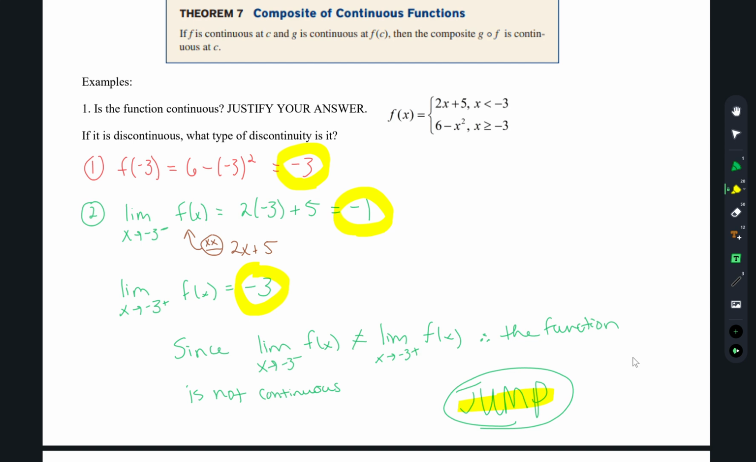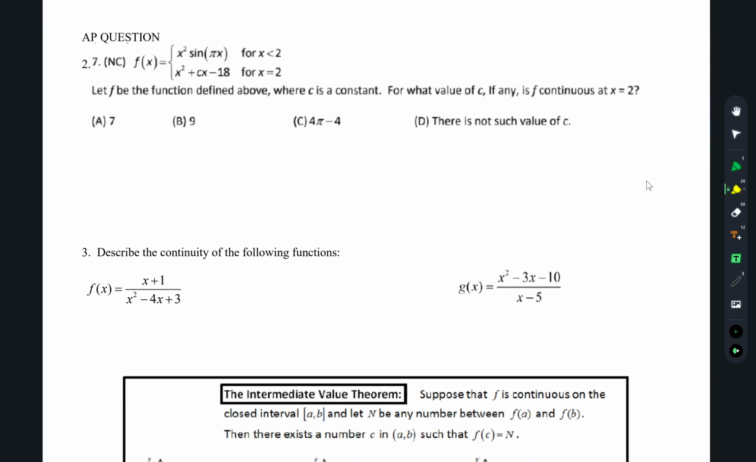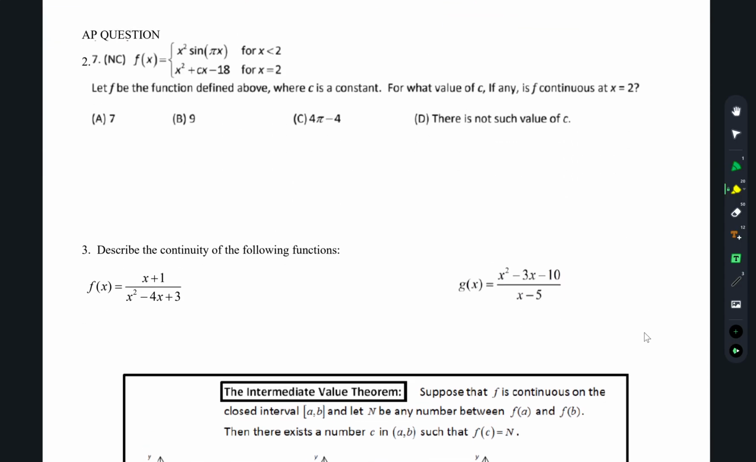Okay. Another type of question is a multiple choice, obviously, no calculator. We have a function where c is a constant. For what value of c, if any, is f continuous at x equals 2? Even without reading it, since it says x equals 2, you could just plug in 2 and see what happens.